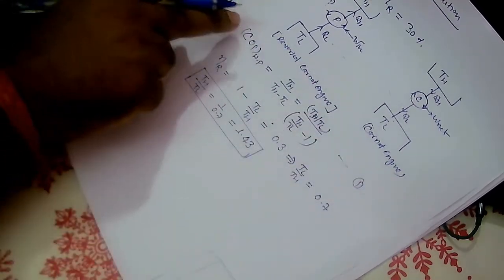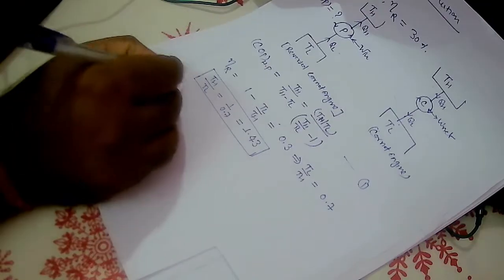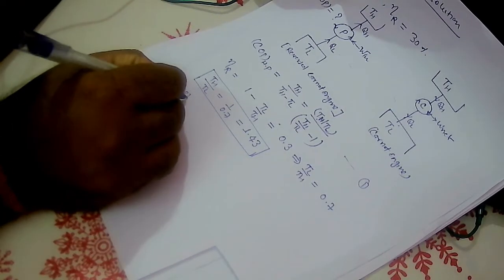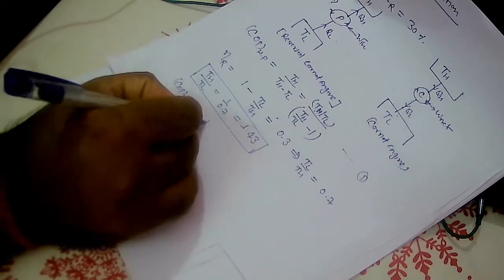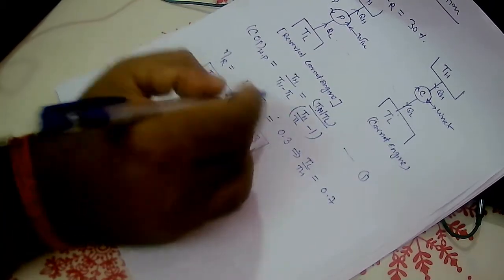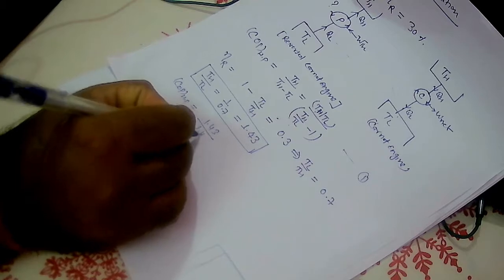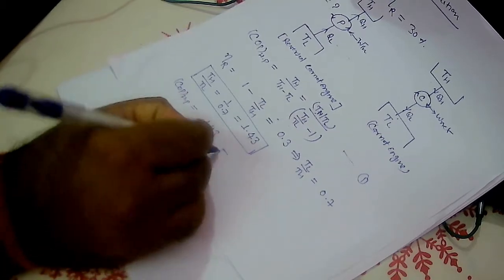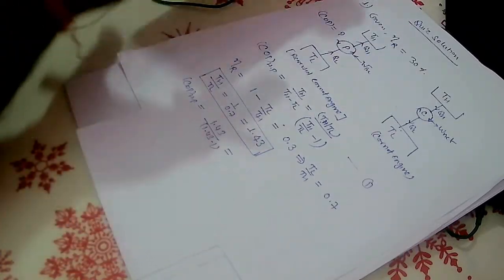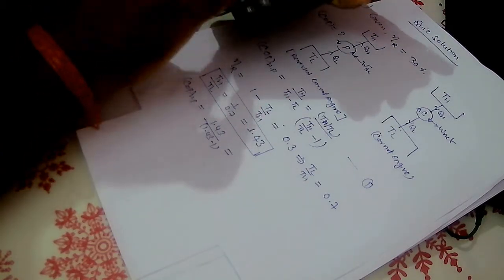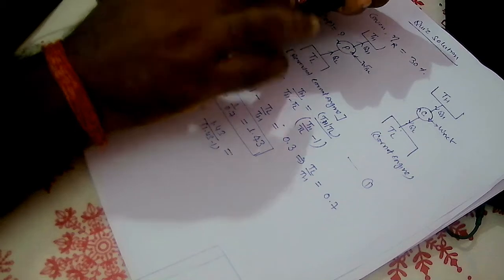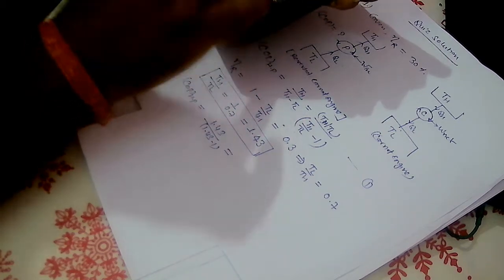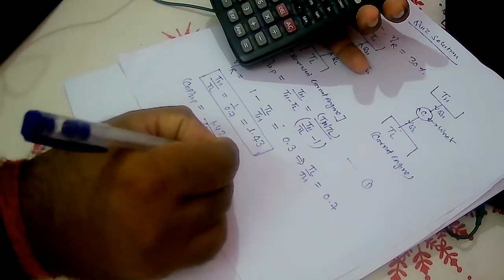The moment you know T higher divided by T lower, substitute this in equation number 1 to get the coefficient of performance of the heat pump. So the coefficient of performance of the heat pump is nothing but T higher divided by T lower, which is 1.43, divided by 1.43 minus 1. So just use the calculator. It's 1.43 divided by 0.43, so it is coming around 3.